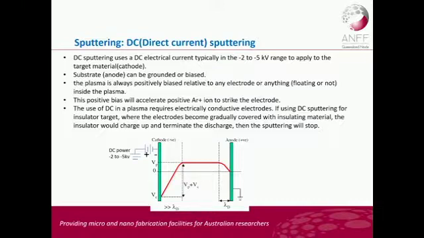So the positive ions will accelerate the argon and strike the electrode where the target is. The use of DC sputtering requires electrical conductivity. If it's not conductive, like an insulator, where the target is, it will charge up and terminate the discharge, and then you won't get any sputtering.